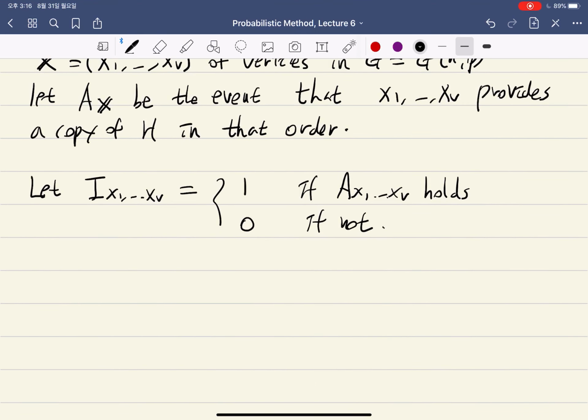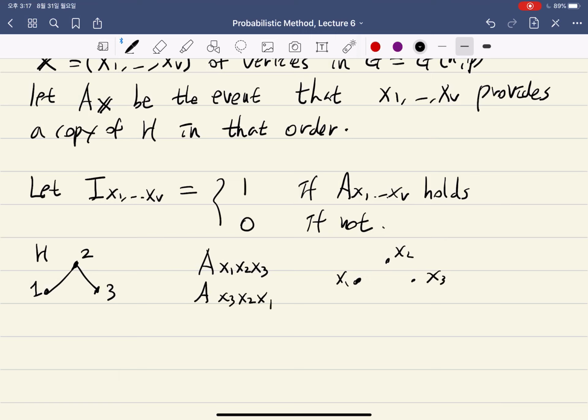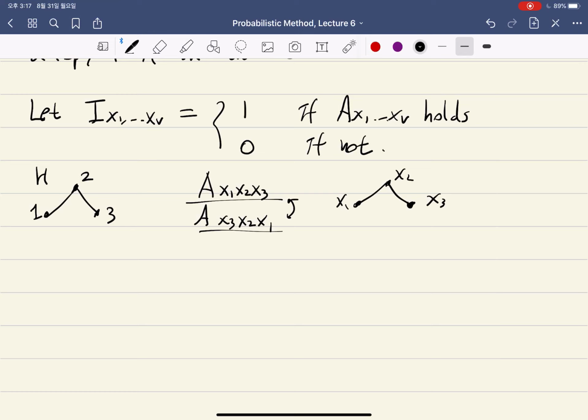But with this, there is something slightly inconvenient. Let's say this is H. Then for A_{x1,x2,x3} and A_{x3,x2,x1}, if we have this graph, then both of these events hold, and you can check that those two are the same event. So they are actually considering the same event, and we want to identify those.